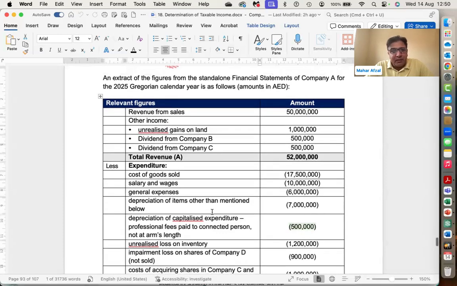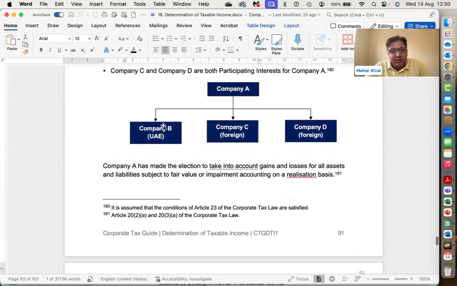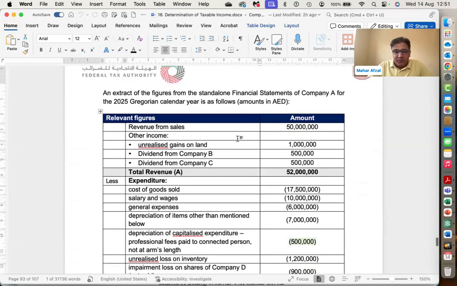Depreciation of items other than monetary, that is fine. General salaries, cost of goods sold, that is fine. Unrealized gain on land should not be subject to tax, it should be removed. Dividend from company B and C, both fall under the participation exemption. B is a local dividend, C is under the participation exemption. Both dividends should not be subject to tax.